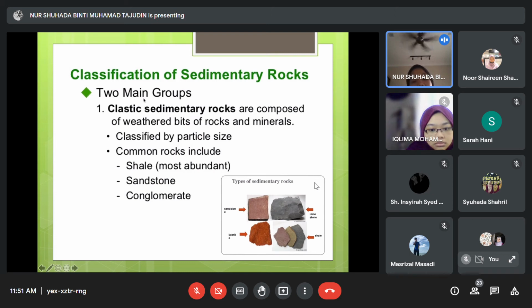Okay, so basically we have two types of sedimentary rock, the first which we call clastic sedimentary rocks. So these clastic sedimentary rocks are composed of fragments of rocks and minerals, which are classified by their particle size. Okay, so common rocks include shale, sandstone, and conglomerates. This type is a sedimentary rock.